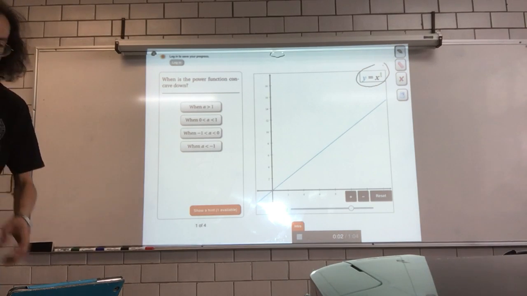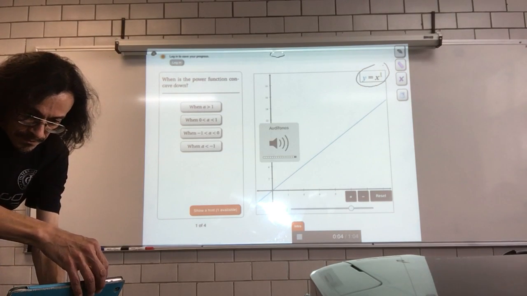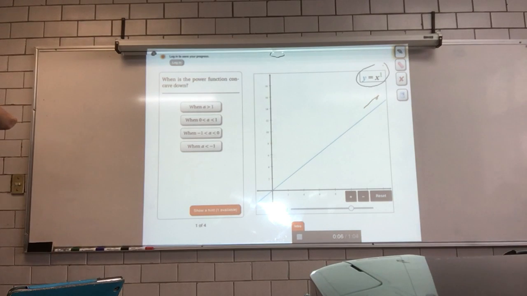Here you can make your own power function of the form y equals x to the a. Right now, a is equal to 1, so this function is y equals x, a straight line. Let's change a using the slider bar down here, and let's make it 2. So now we have y equals x squared, which is a quadratic function. Now let's change a and make it negative. Let's make it minus 1.